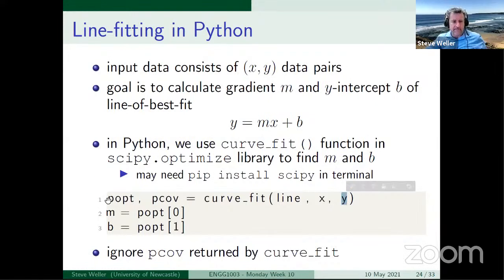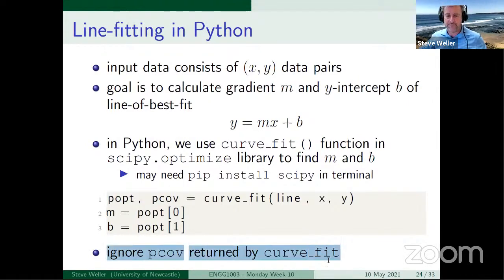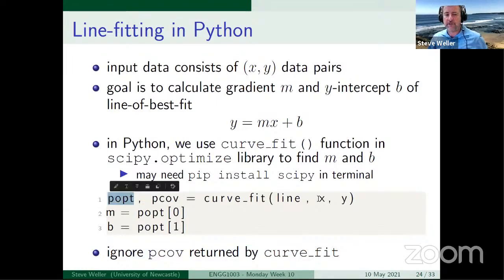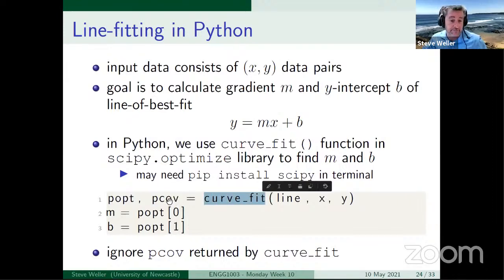Now, curve_fit returns to us two quantities, popt and pcov. Ignore pcov. I don't want to talk about what that does. We don't need it for this course. But we need to include it in the function call here, because curve_fit is going to return two quantities for us. So we need to make sure the call to curve_fit uses the pcov quantity, but we're not going to use it. So let's just ignore it. We're going to call it, and then subsequently ignore it.